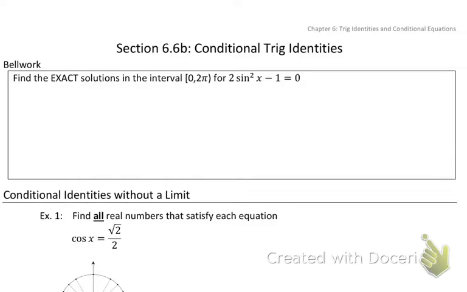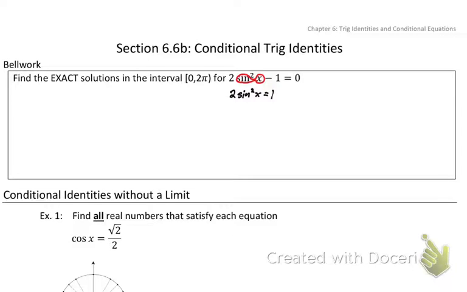Job is to isolate this sine x. Notice I didn't circle the square. That has to be gone. So to isolate this, the first thing I'd probably do is add 1 to both sides. That would give me 2 sine squared x equals 1.